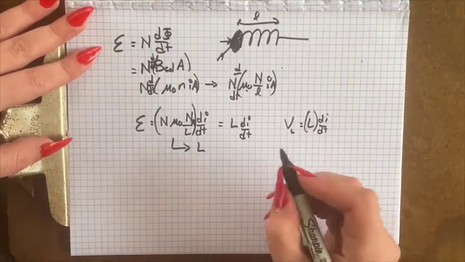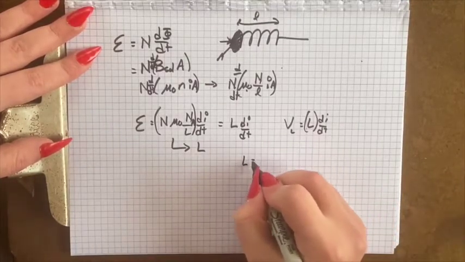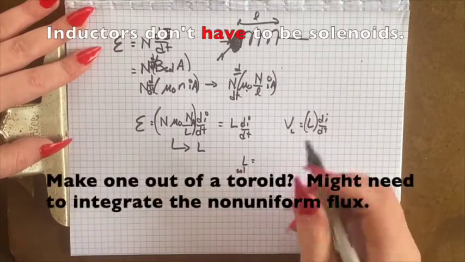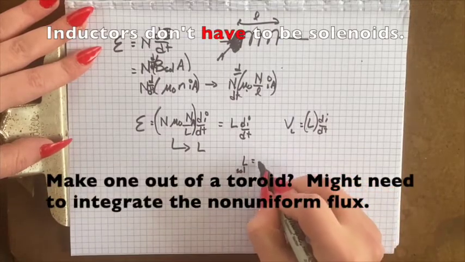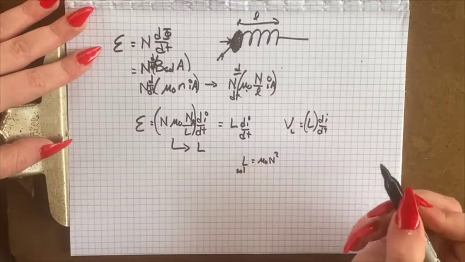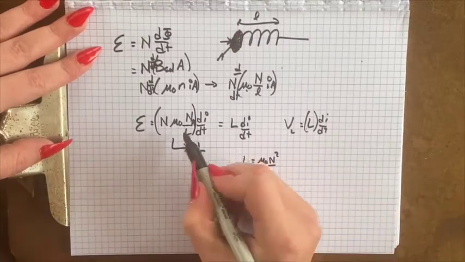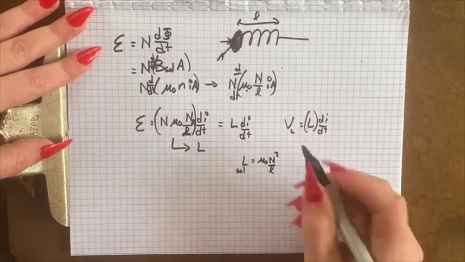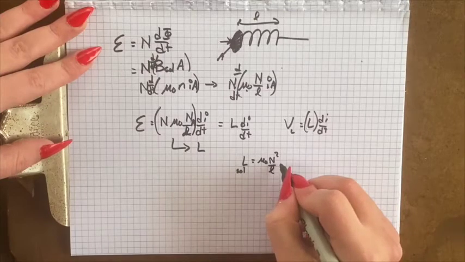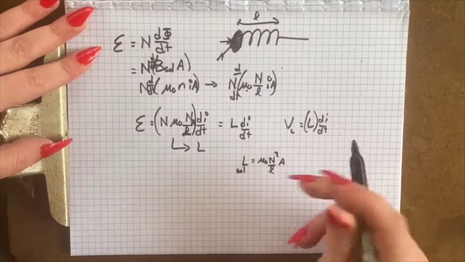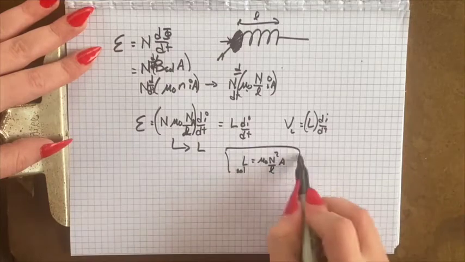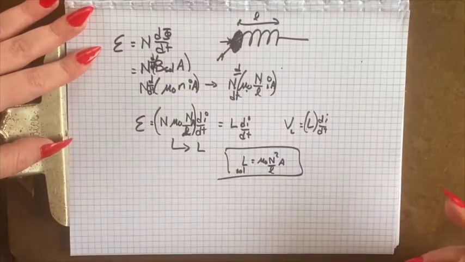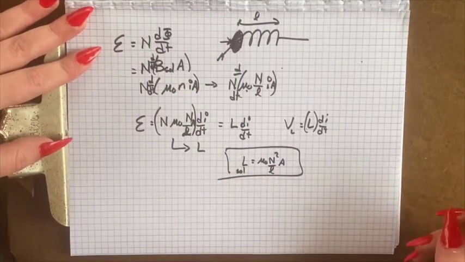So maybe in the book you've got some L for a solenoid, and maybe it's defined as something like mu naught n squared over length times the area, and maybe it's pi r squared. If you have this formula and you're just using it, at least now you know where it came from.